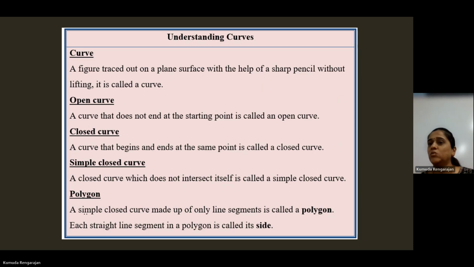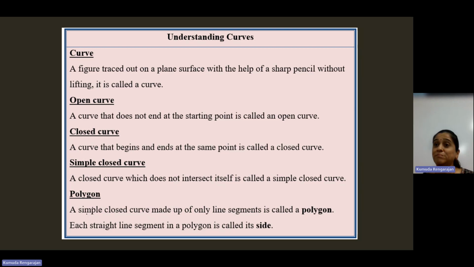Correct? What is a curve? A figure which is drawn or traced on a plane surface, meaning a flat surface, using a writing instrument without lifting it, is a curve. It can be any shape. It can be crooked, anything. You should not lift the writing instrument. Okay, that's a curve. Open curve: starting point and ending point are not the same. Closed curve: starting point is equal to the ending point.